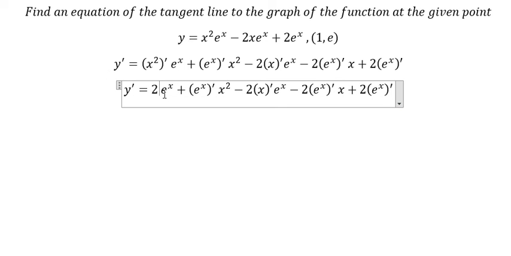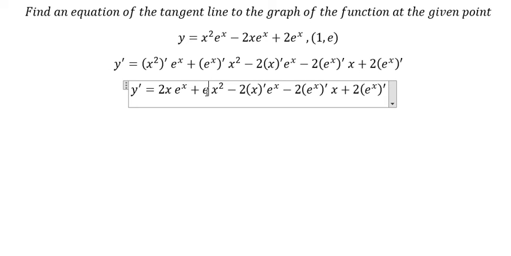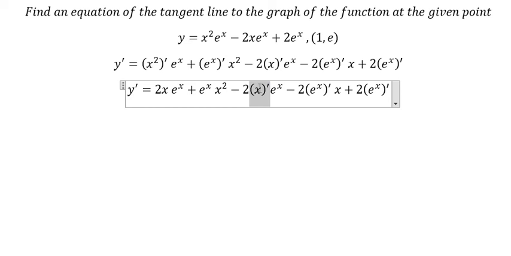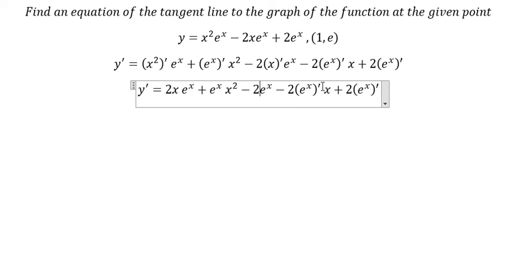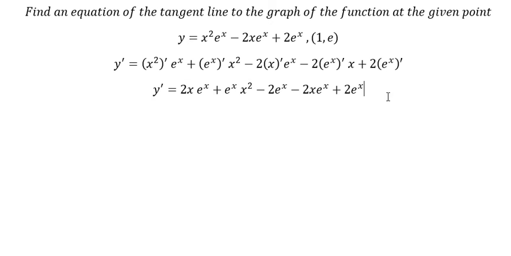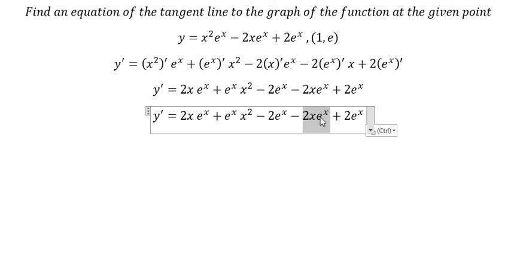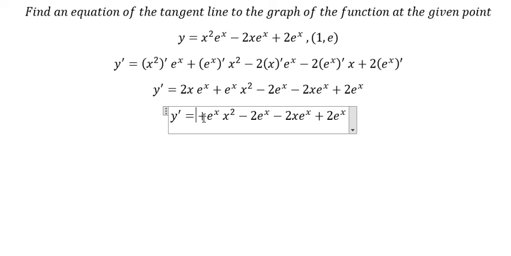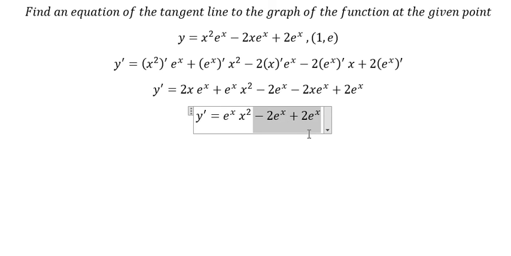This one is about 2s. This one is about e to the power of s. This one you get number 1. This one you get e to the power of s. This one is about e to the power of s. This one cancels this one. This one cancels this one. Now we just have this one in here.